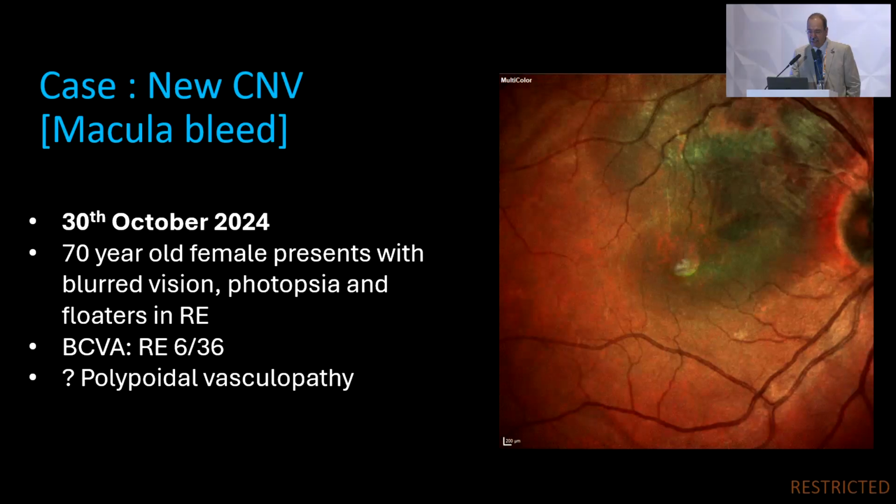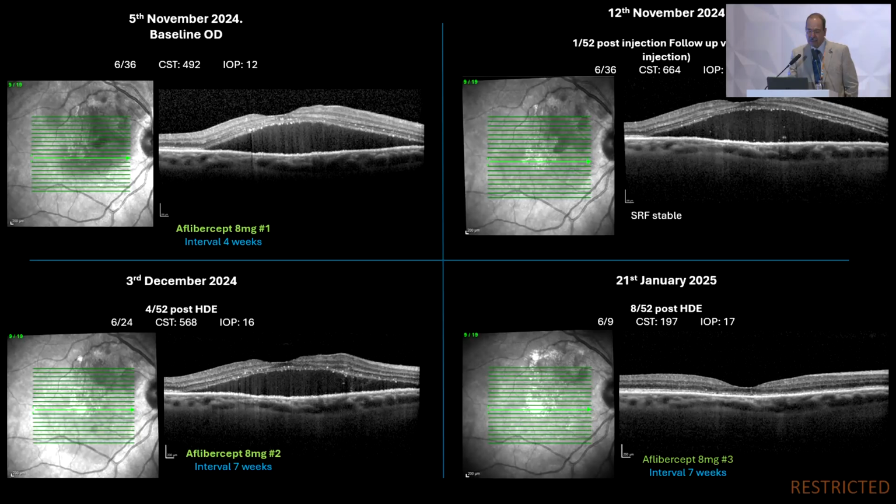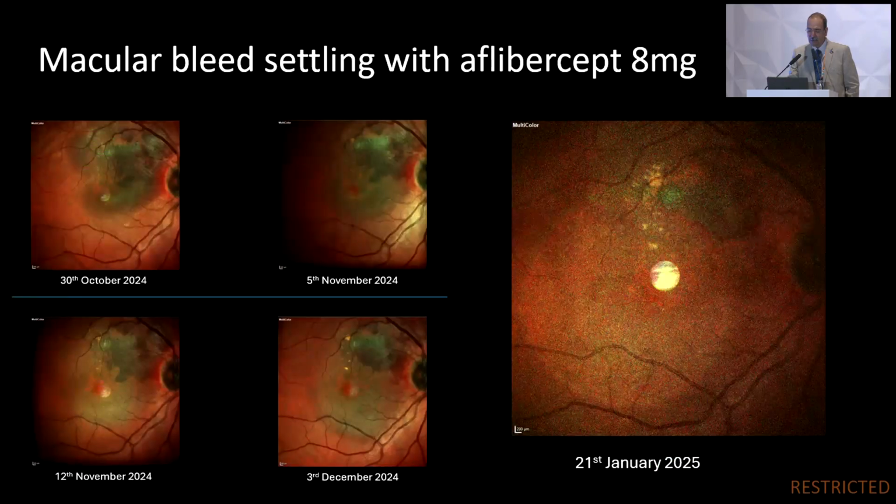That shows that even a higher dose makes no difference. A last patient came in with what seemed to be a polypoidal vasculopathy, a 70-year-old female with visual acuity of 6/36. That's her fluorescein angiography and her ICG, and you can see her OCT quite clearly. She was started on aflibercept 8 milligrams, and we were able to increase the gap between injections to 8 weeks pretty quickly, and she had a good response. You can see that also on the fundus photographs, where the macular bleed is beginning to settle down.